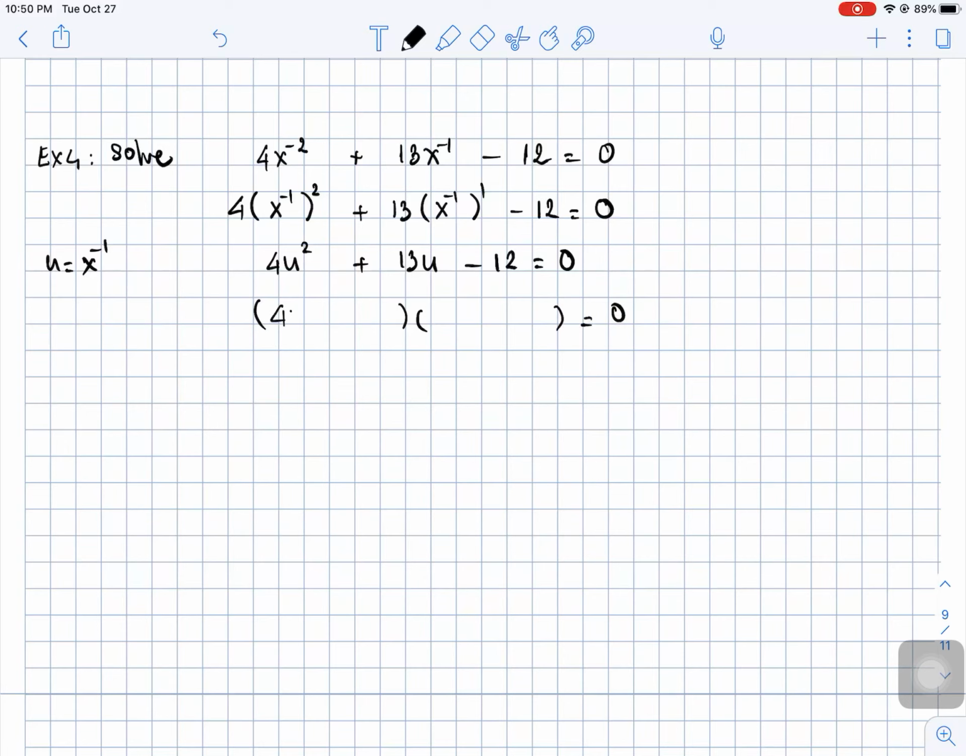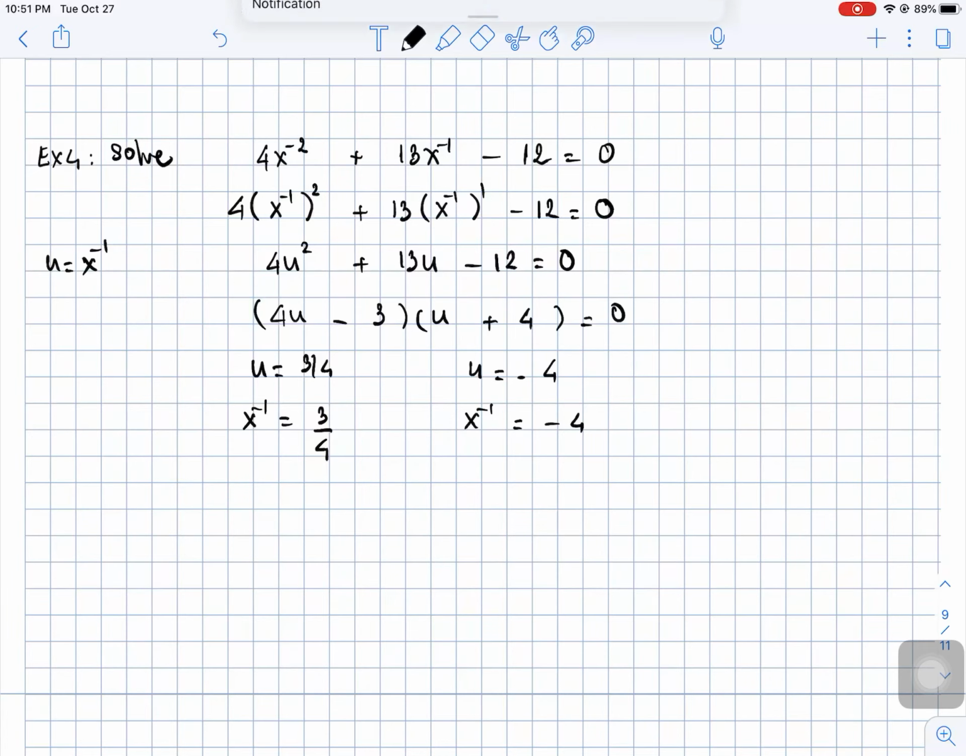The first one, 2 times what number gives negative 2? Then the x has to be negative 1. Then u is x^-1. So 4u squared plus 13u minus 12 equals 0. We solve this equation by factoring. So we're going to try 4u and 1u. Then the 12 we will break as 3 times 4. 3 goes with the 4 and 4 goes with the 1.